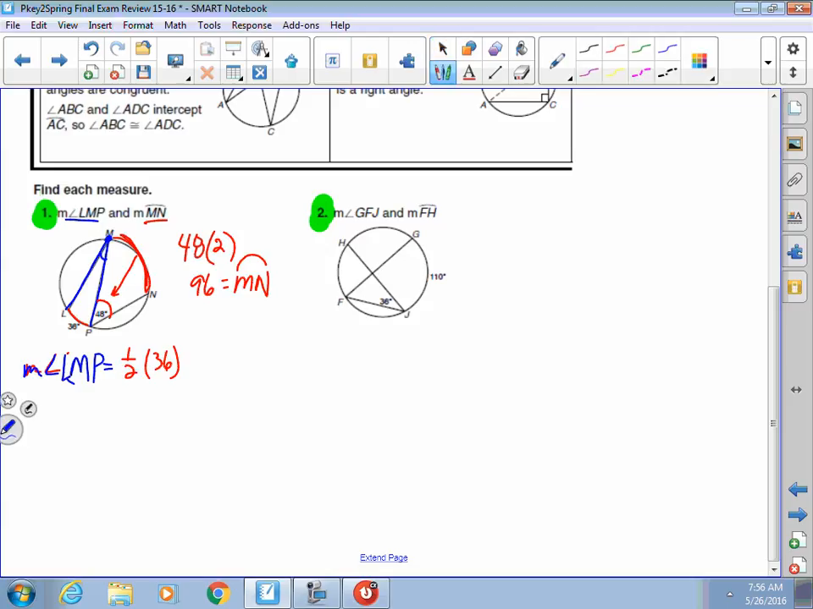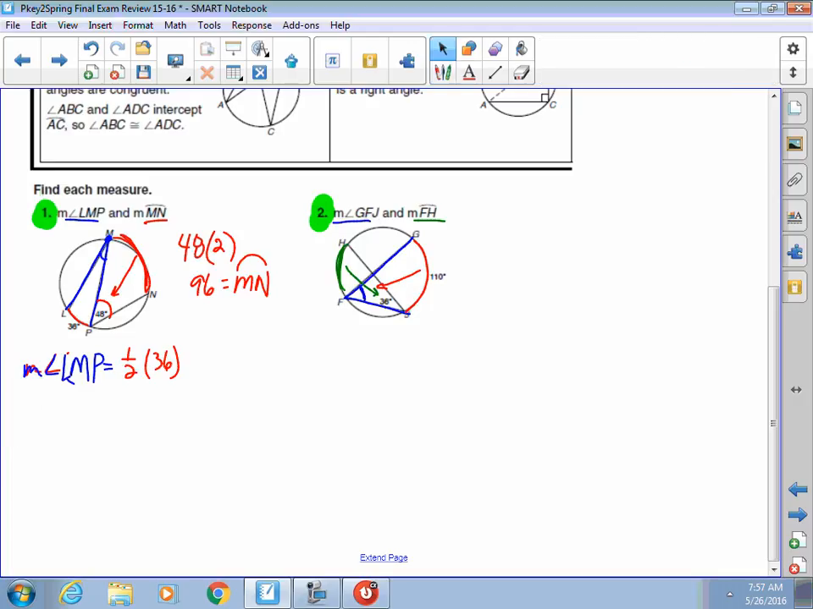So here, back to angle GFJ. I follow G to F to J. There's the angle. Where's the arc that it intercepts? It's the 110, so I'm taking half of that. Okay? Half of the 110. And then finding the arc. On this one, the arc is FH. There's the arc. What angle goes with that? There it is. Now I got to double it.